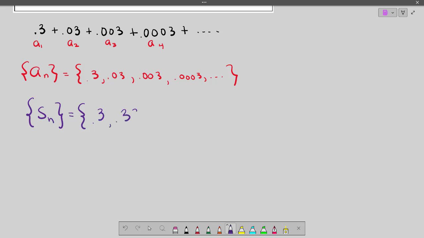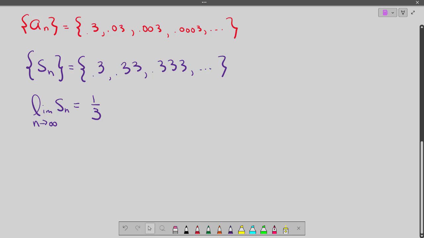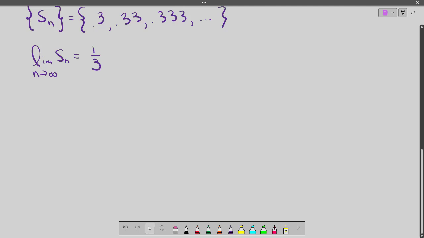So there is our sequence of partial sums. The limit of S sub n is, I totally agree, 1/3. So therefore, this is the sum of the series. But how do we do that, though?